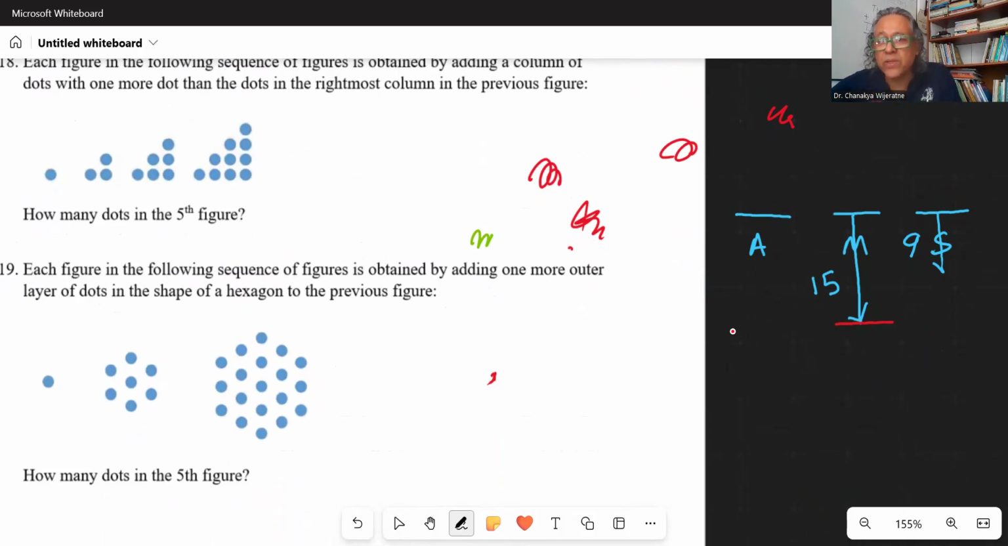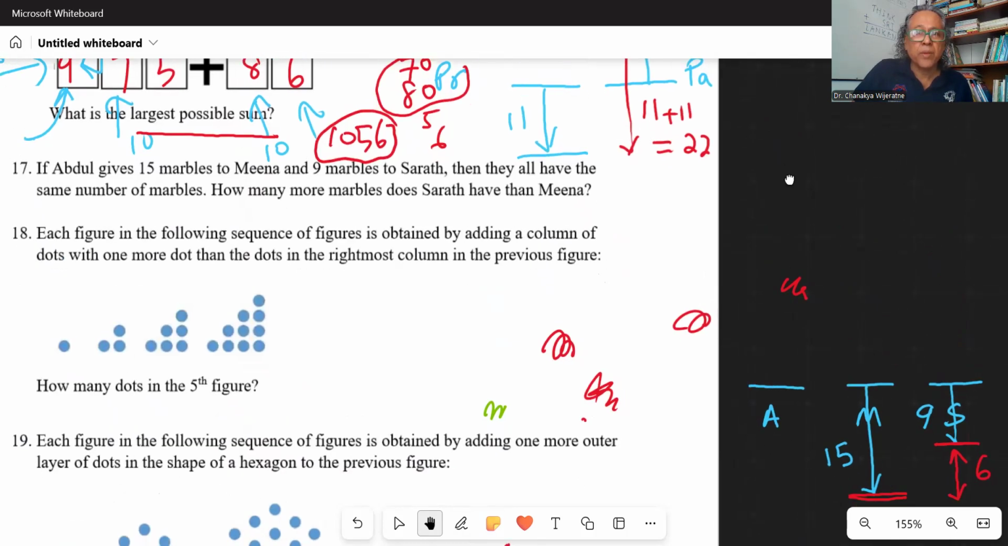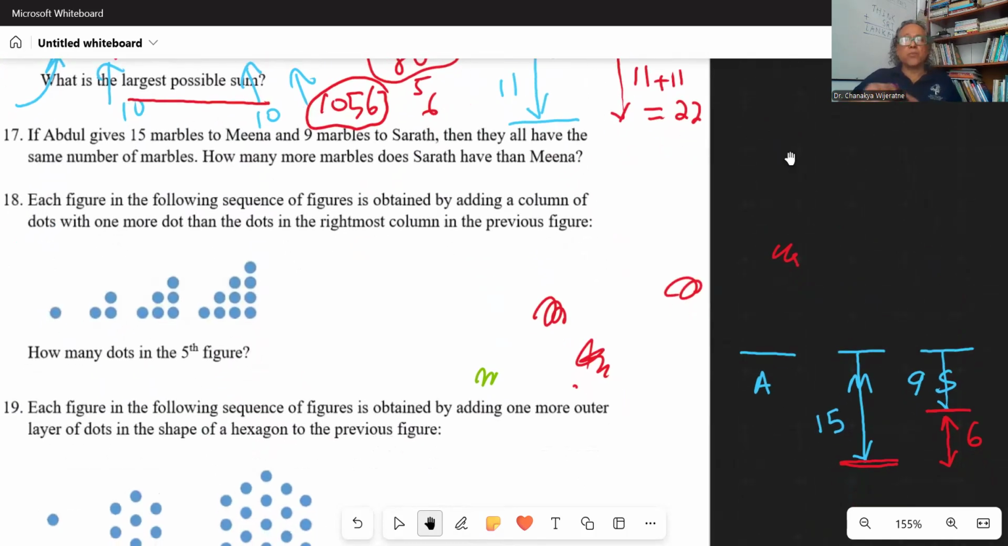Now, before Abdul's donations, Meena was here, this red horizontal line, and Sarat was here. So that means Sarat had how many more than Meena? Actually, 6 more than Meena. So that's the question: how many more marbles does Sarat have than Meena? And there is actually 6. Okay, let me go back to my favorite color, light blue.